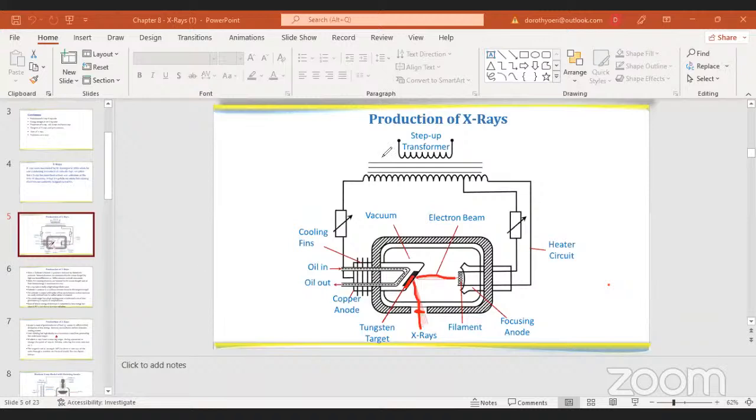Up to that point, is there any question? You can write, I will answer when I read.